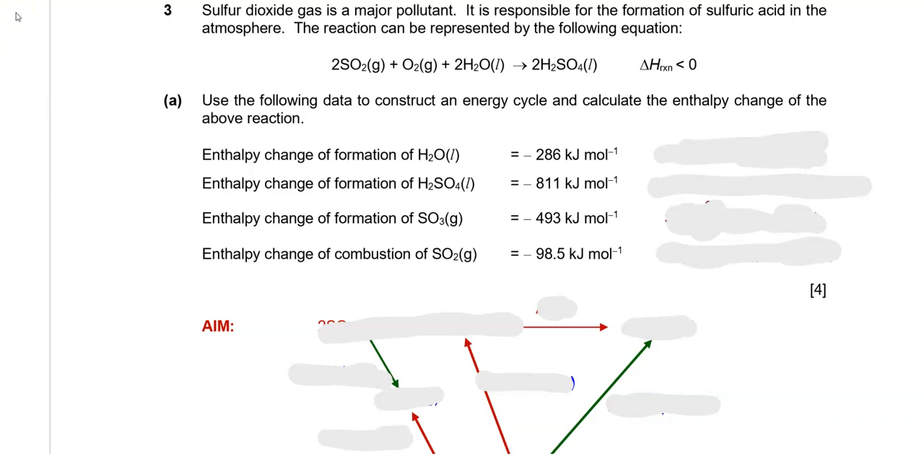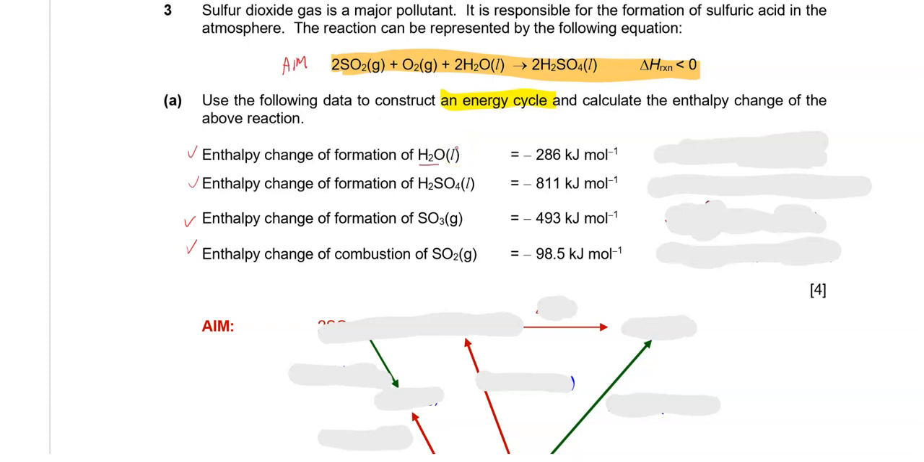Okay, assignment for question 3. Question 3, you are required to construct an energy cycle and then to calculate the enthalpy change for this reaction. So this is our aim equation. We've typically been given many different enthalpy changes. I've advised you as a start to write out the accompanying equations for these enthalpy changes, so that you can see how these equations can be linked to the aim equation.